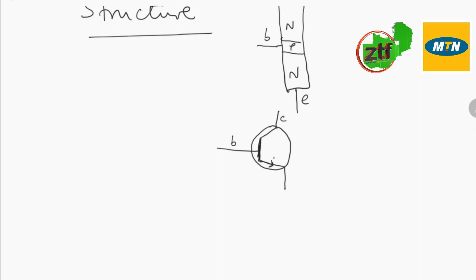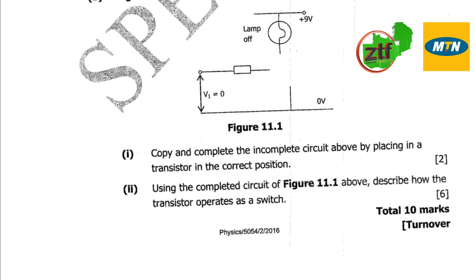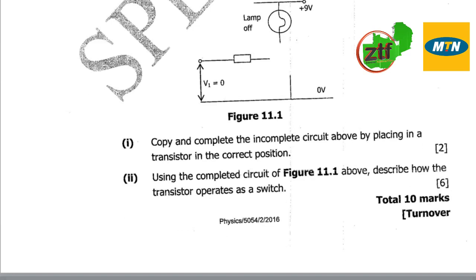That is the symbol. So this is the structure, this is the symbol. Now they are saying the figure below shows a transistor switch in a circuit. That is the circuit, dear viewers. The question says, copy and complete the circuit above by placing in a transistor in the correct position.